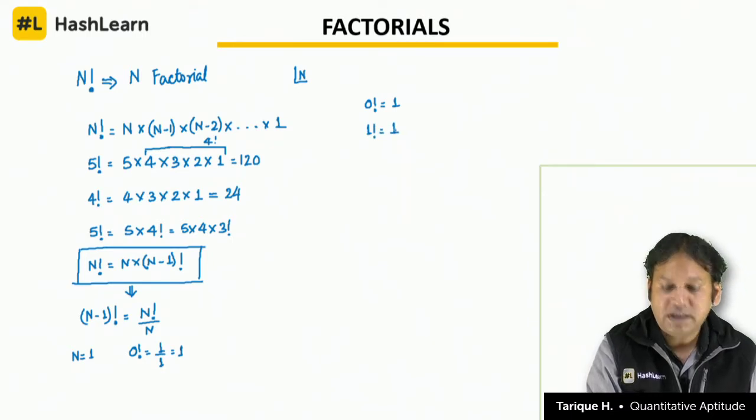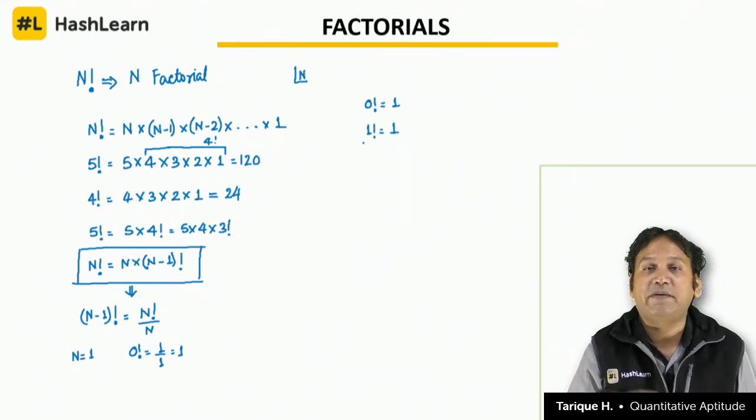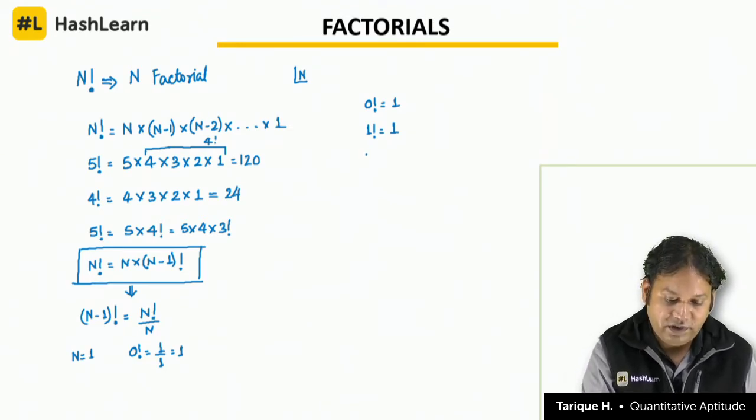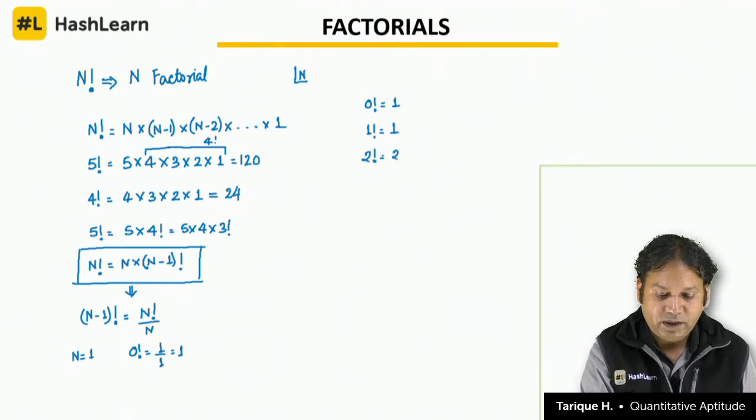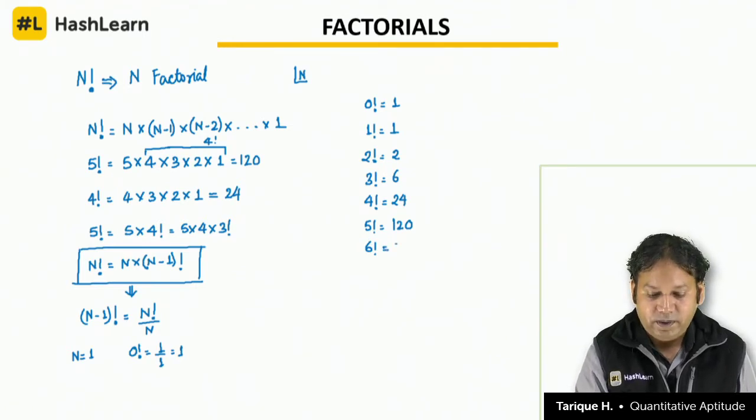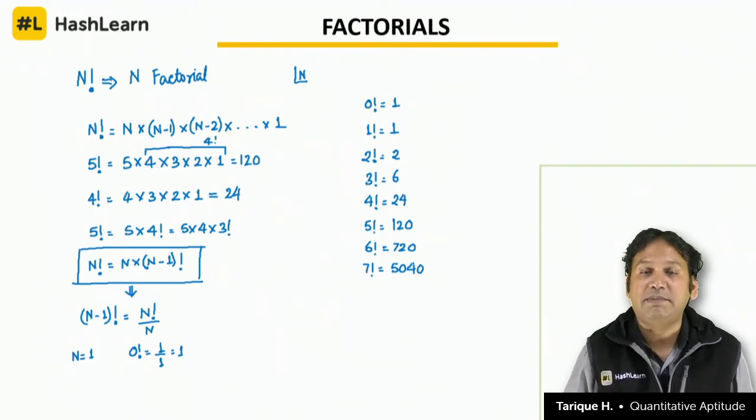So we should know factorials till 7 minimum, for the purpose of calculation in exams it is very useful. If you know factorials till 7, so 2 factorial is 2, 3 factorial is 6, 4 factorial is 24, 5 factorial is 120, 6 factorial is 720, and 7 factorial is 5040. So you can go with 8, 9, 10, but you can at least remember till 7.